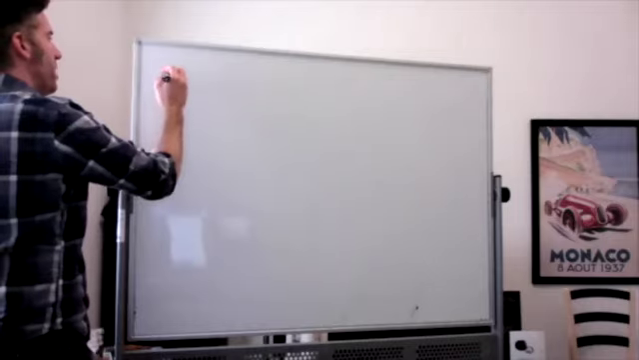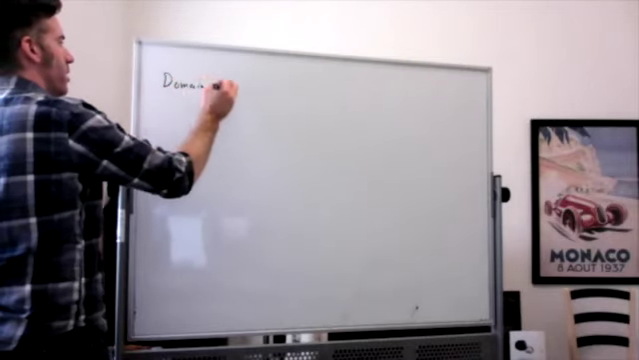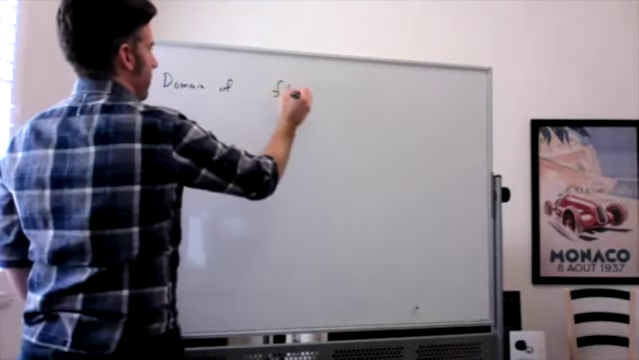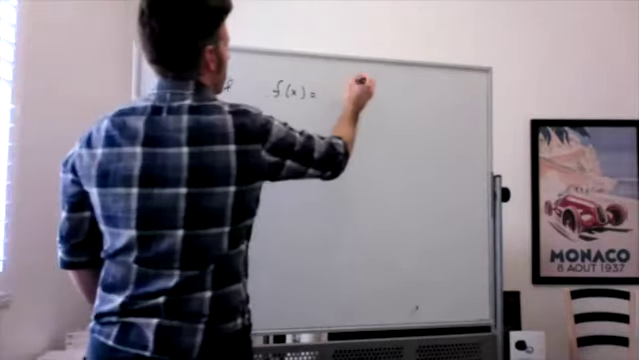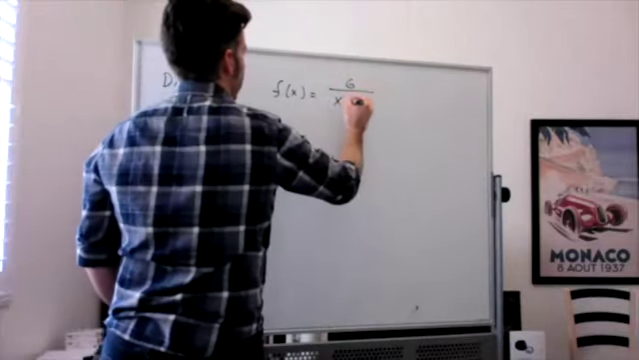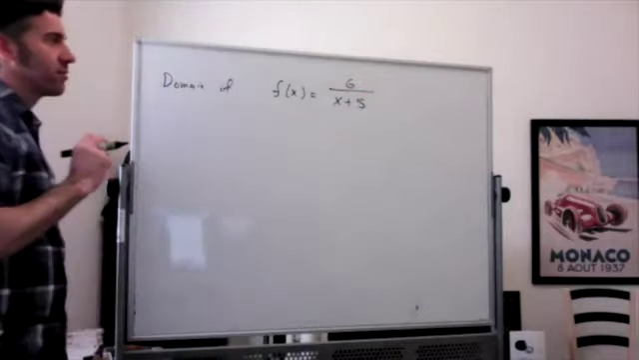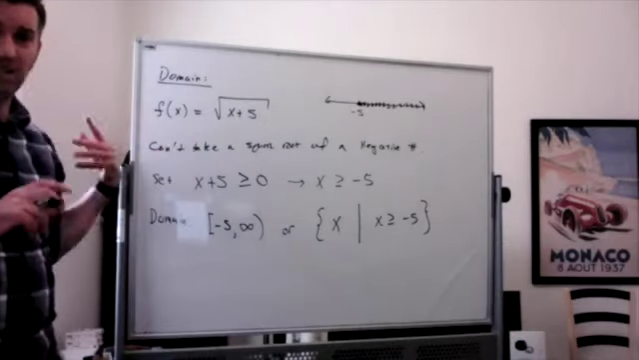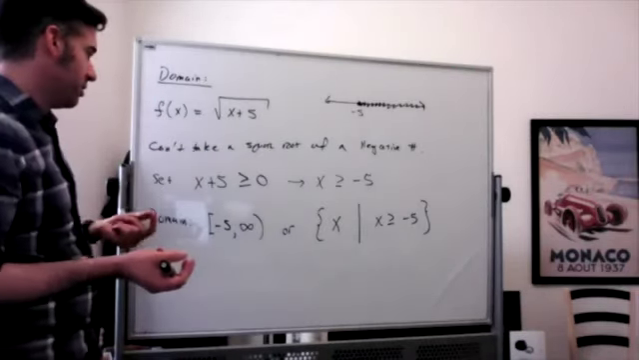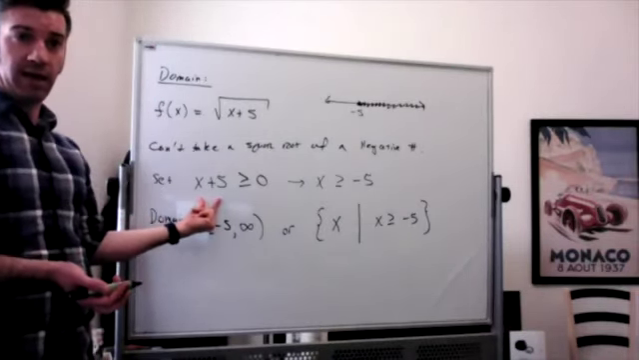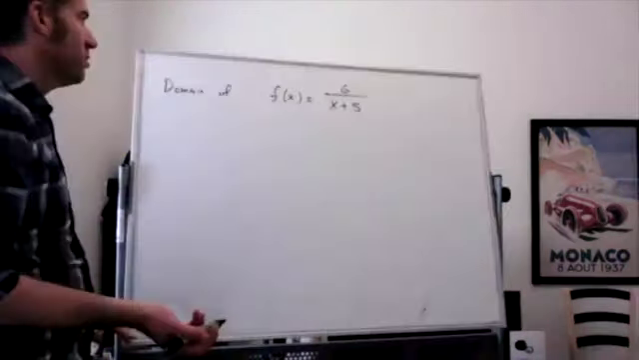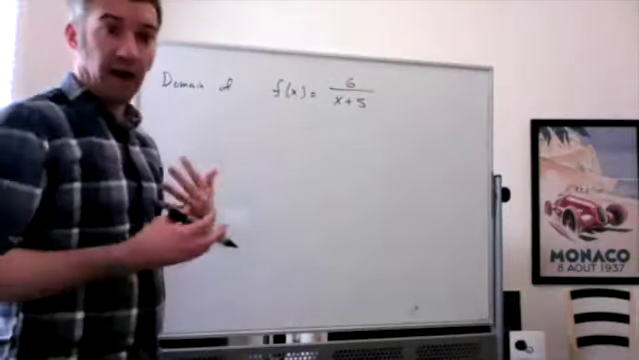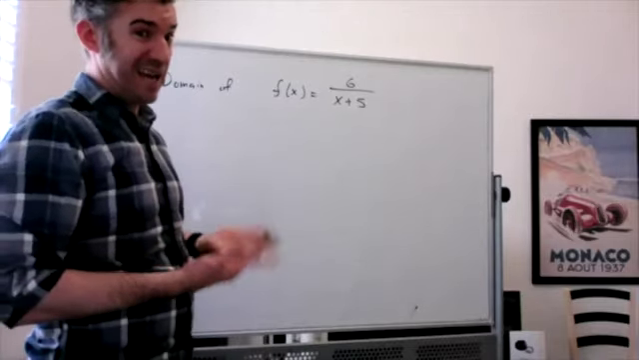So how about the domain of f of x equal to, sure, let's keep it real simple, 6 over x plus 5. In this previous problem, you can't take the square root of a negative, so the insides had to be non-negative, aka 0 or positive. Here, it's perfectly okay to divide by a negative number. What is it not okay to divide by?